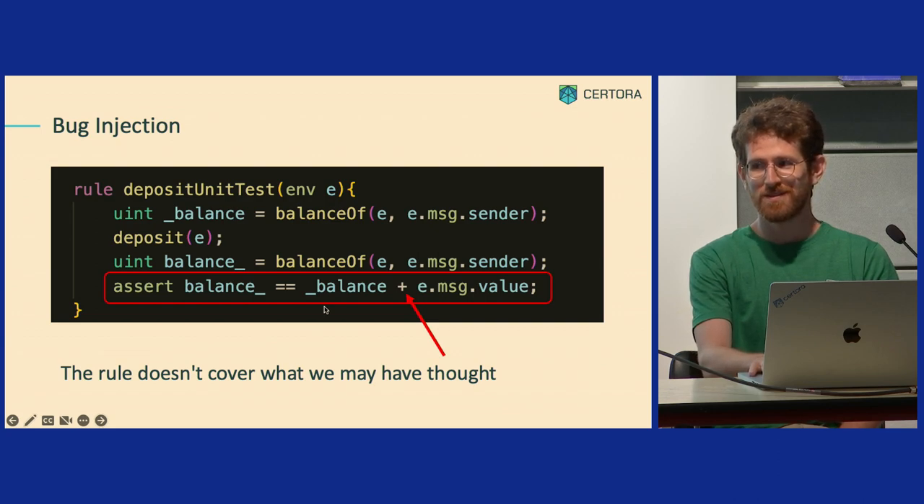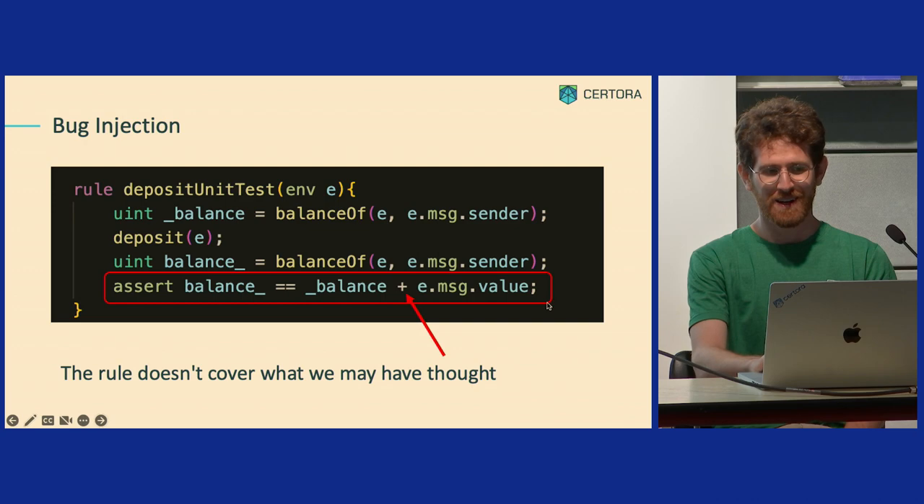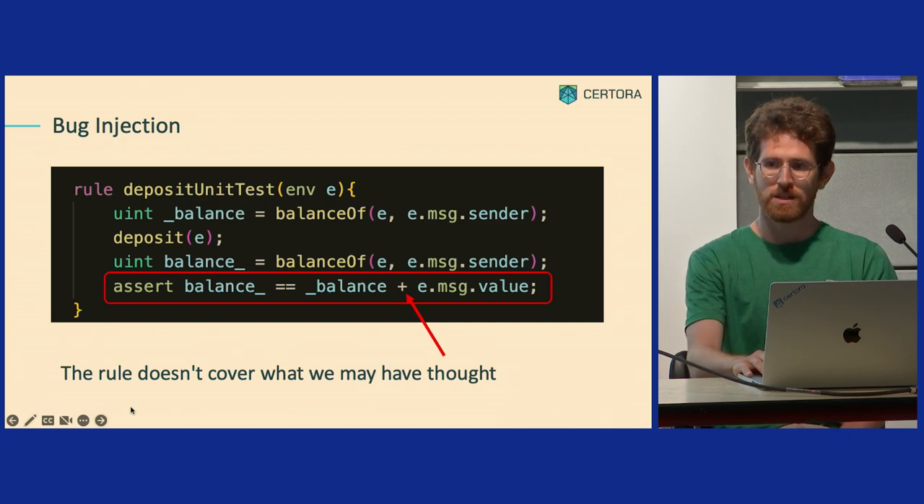Is this clear? Okay. So even though there's a deviation, the rule is verified because, as I told you, the message value is only zero in this case. It doesn't matter if you add or subtract zero from the balance, it would still be equal. We know that the rule doesn't cover as much as we expect it to cover, right?